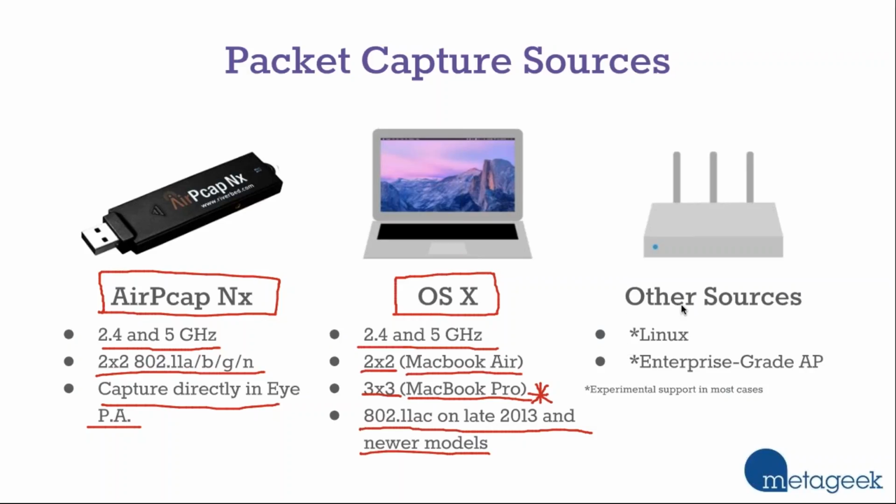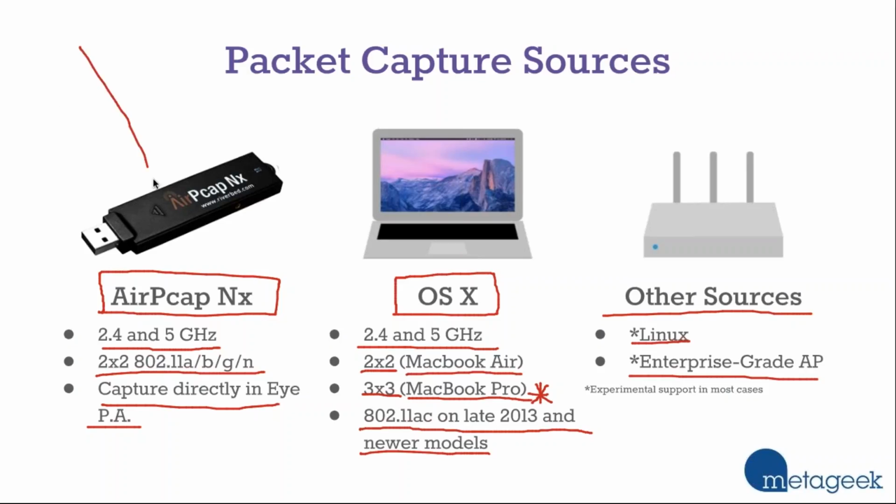And of course, there are some other sources. You can get them from Linux if you're pretty good with the command line in Linux, just with a normal off-the-shelf Wi-Fi adapter, and you can get them from some enterprise-grade access points. So there are some various ways that you can get PCAP files.